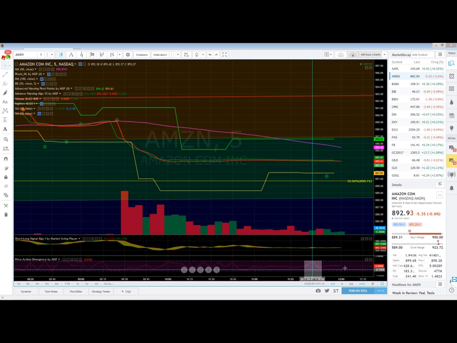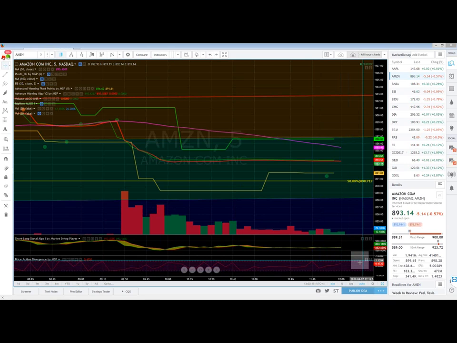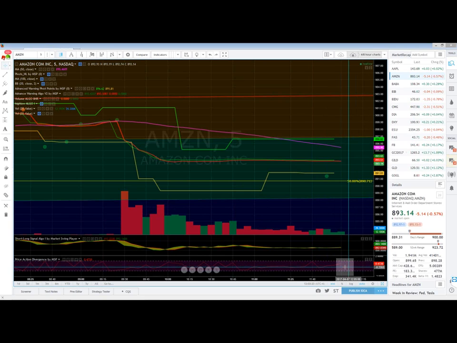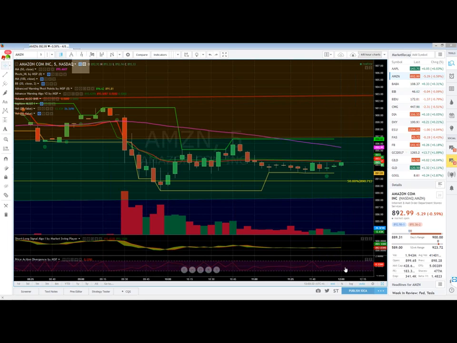Then we have the price action divergence, a high. This ranges from negative 100 to positive 100. So it kind of just gives you a gauge on the momentum of the stock and price action. So let's go back and see what Amazon is doing here.